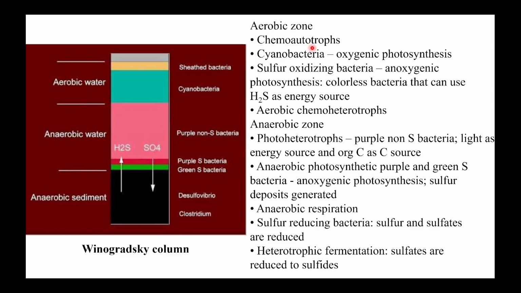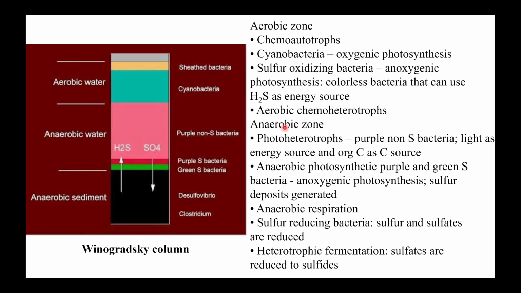So the aerobic zone will have chemoautotrophs, cyanobacteria, which are oxygenic photosynthetic bacteria, and sulfur oxidizing bacteria, which are anoxygenic. Sulfur oxidizing bacteria will come in the anaerobic zone. So they are anoxygenic photosynthetic bacteria because some amount of light will penetrate at the top part of the anaerobic water. There, the anoxygenic photosynthetic bacteria will survive, which can use H2S as the energy source. So instead of H2O, H2S will be there in the electron transport chain.